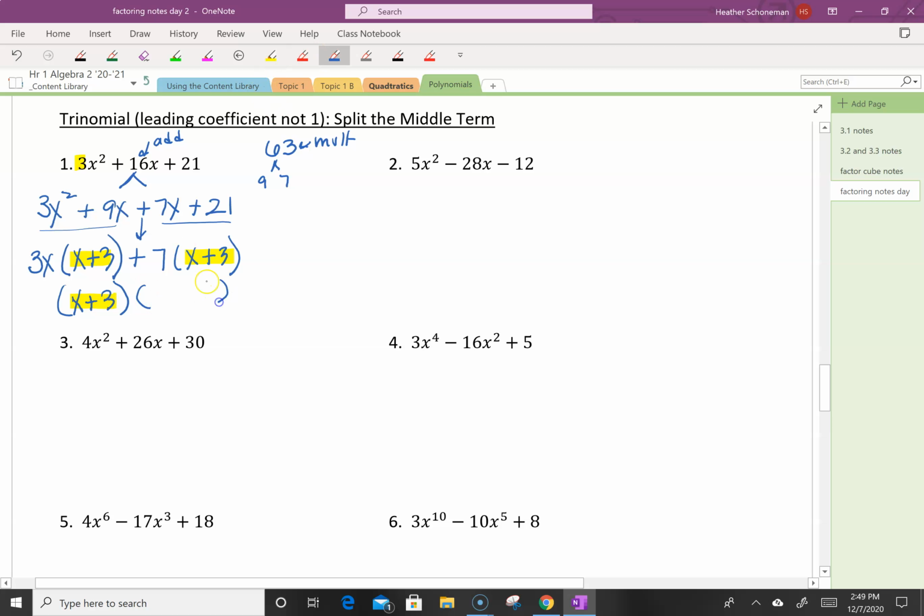Then I'm going to make a second parentheses of what they split, 3x plus 7. And this right here is my final answer. All right, let's try this again.